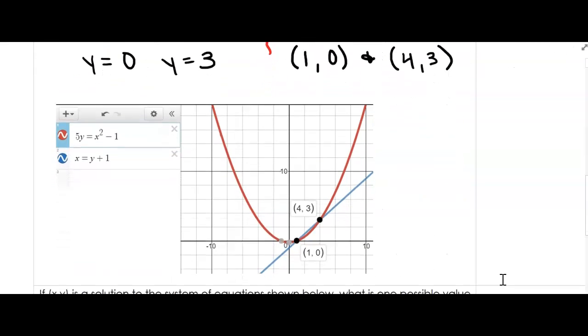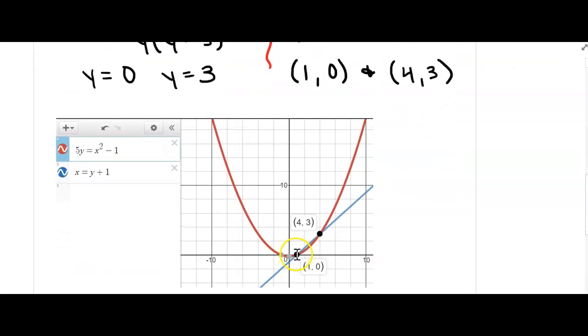And if I were to graph these two functions on Desmos and look at those points of intersection, I see 1, 0 and 4, 3. Looks like we did some pretty good math there.